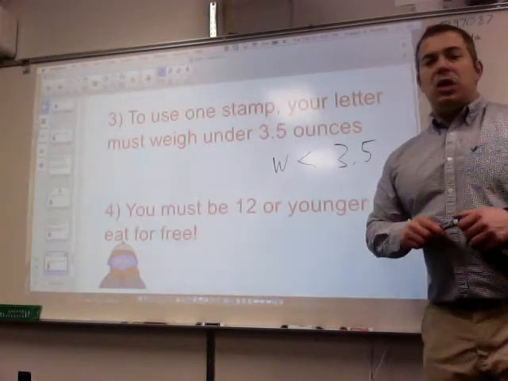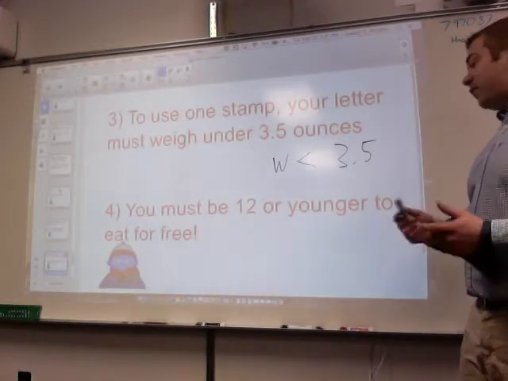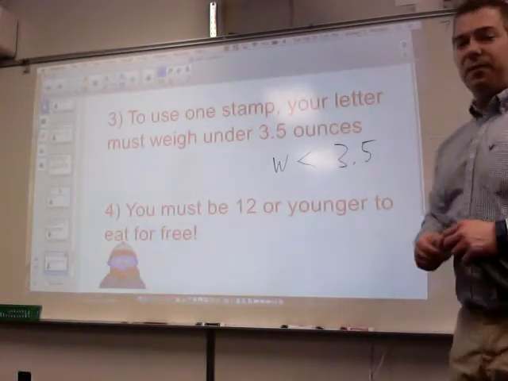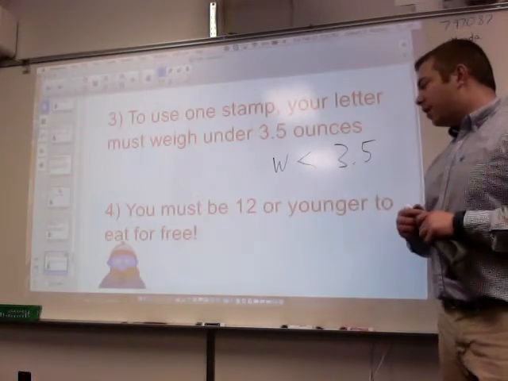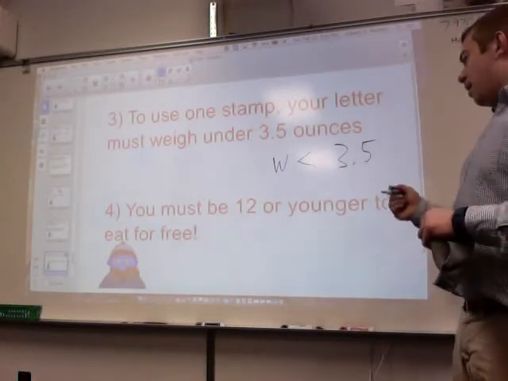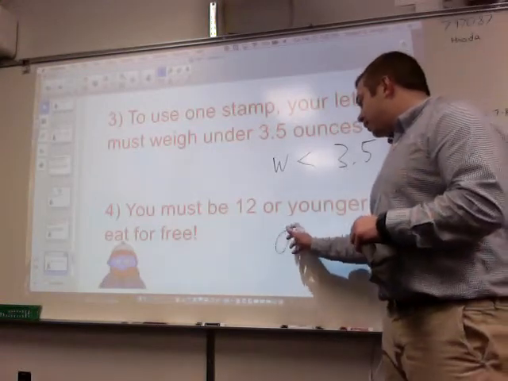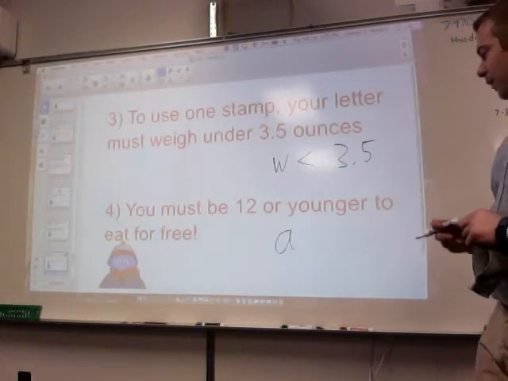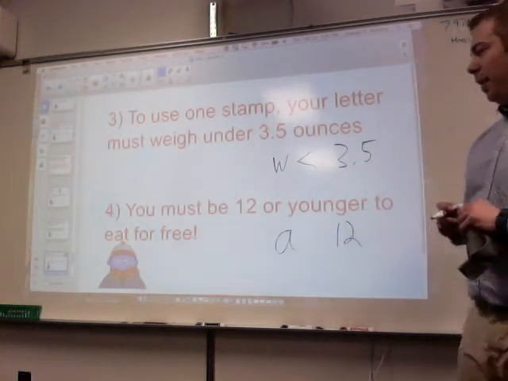Number 4, you must be 12 or younger to eat for free. Sometimes, restaurants let young kids eat for free. You must be 12 or younger. So let's go with age. My variable will be A. Your age has to be 12 or younger. So I'm going to do an A and a 12 in my inequality.